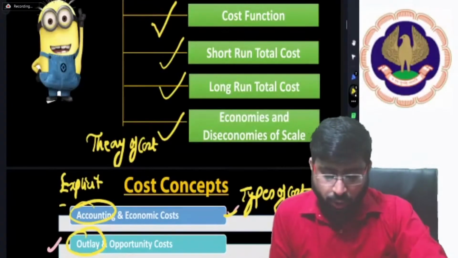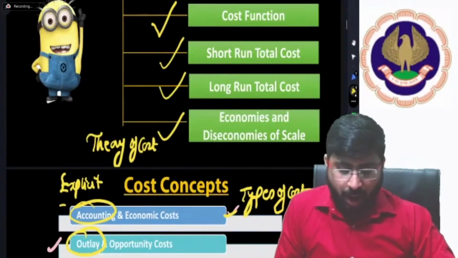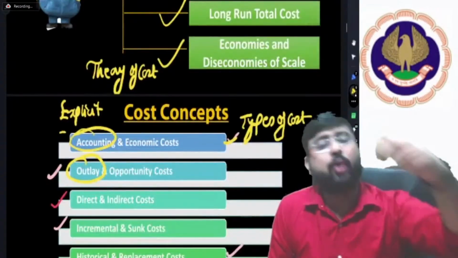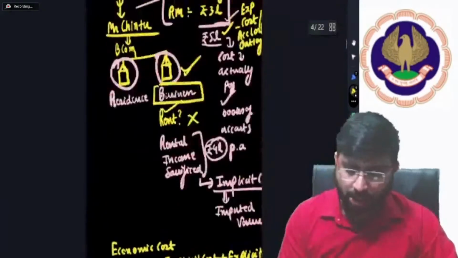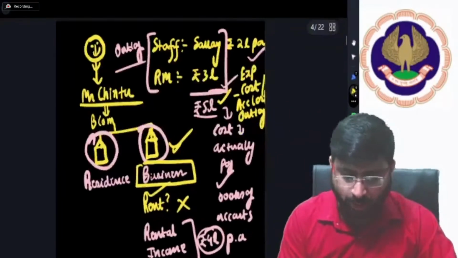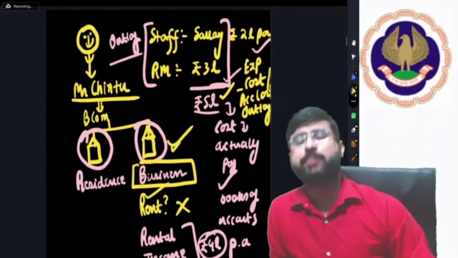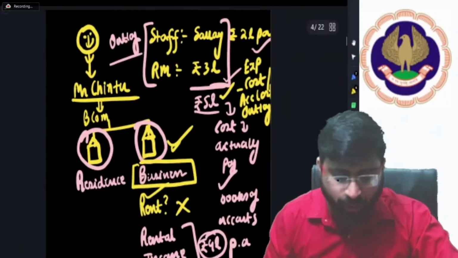We understood. So that, my dear friends, is called accounting cost, explicit cost, or outlay cost. Now, sir, what is implicit cost? Could you tell us what is implicit cost? Okay, I'll tell you what implicit cost is. Pay attention to this example.